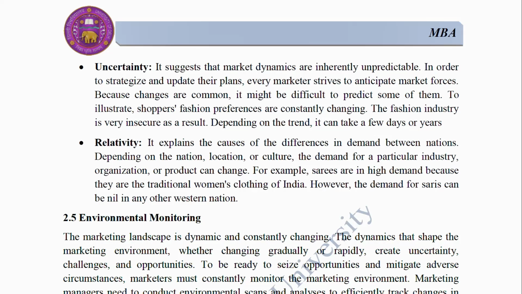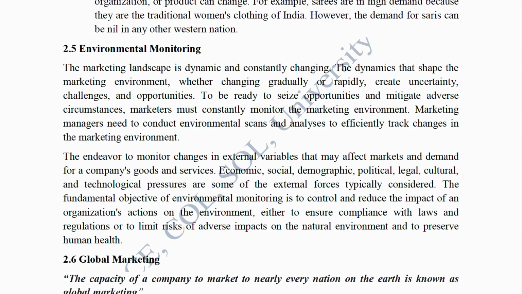Relativity. It explains the causes of the differences in demand between nations. Depending on the nation, location, or culture, the demand for a particular industry, organization, or product can change. For example, saris are in high demand because they are the traditional women's clothing of India. However, the demand for saris can be nil in any other Western nation.